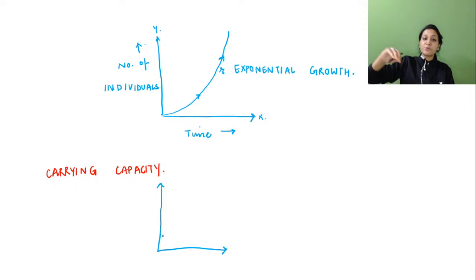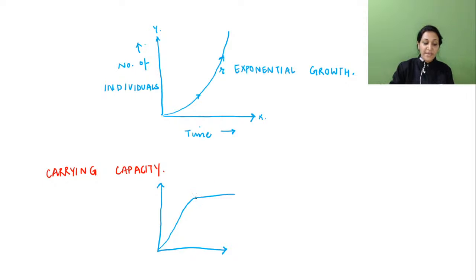So instead of increasing exponentially, there will be a plateau, which means the habitat can support only a limited number of individuals, and when the number of individuals has reached that particular limit, the growth will become stable. The number of individuals dying and the number of individuals being born are stable. So if we are drawing a curve for carrying capacity playing the major role, the graph is going to be like this.